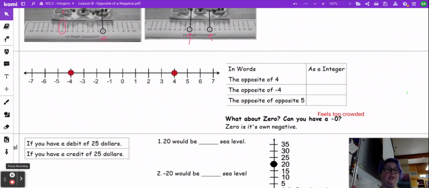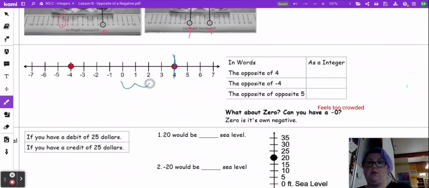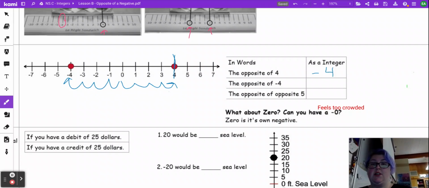Now let's use a number line and write it in words and as an integer. If we start with 4, what is the opposite of 4? We go from 0, 1, 2, 3, 4. Well, if we go in the opposite direction, 1, 2, 3, 4, the opposite of 4 is -4. And the same holds true for the reverse. We went 4 spaces to the left, so we have to go 4 spaces to the right. The opposite of -4 is 4.